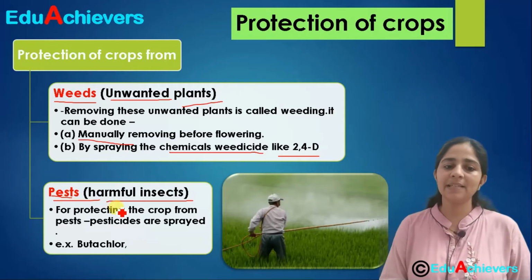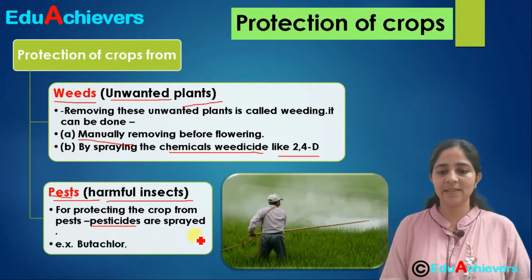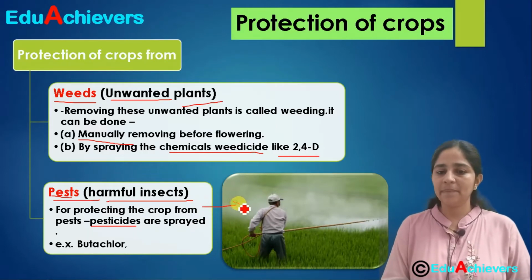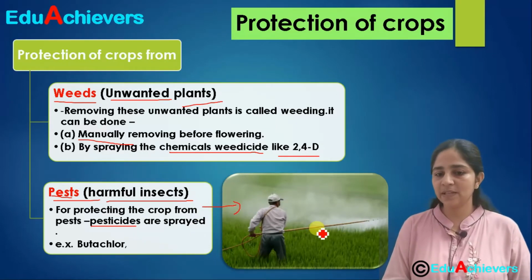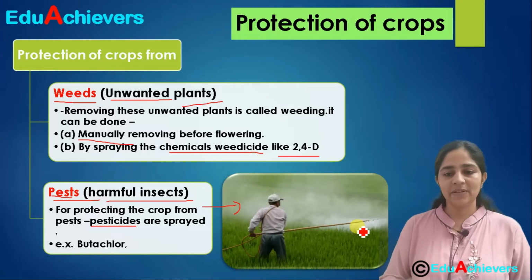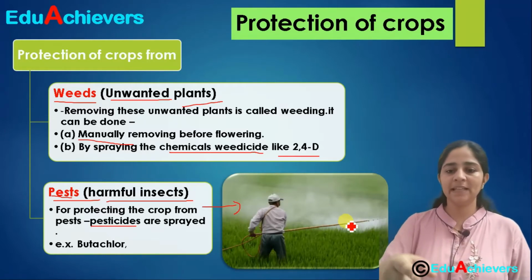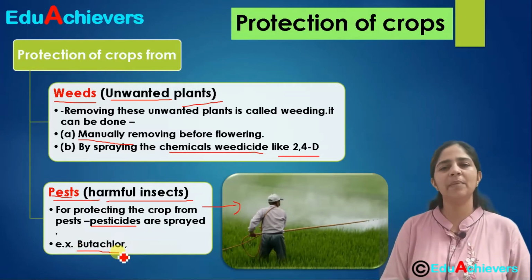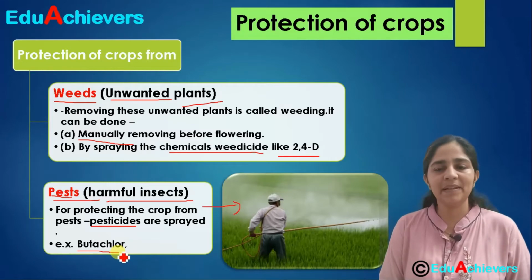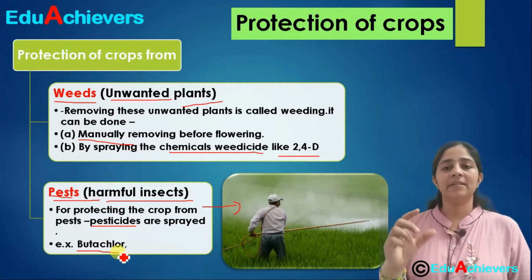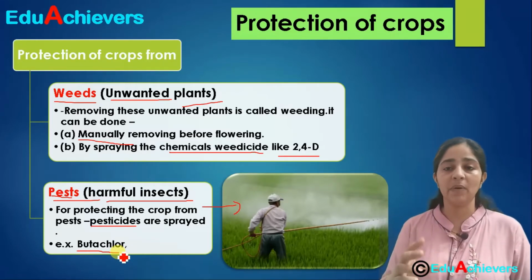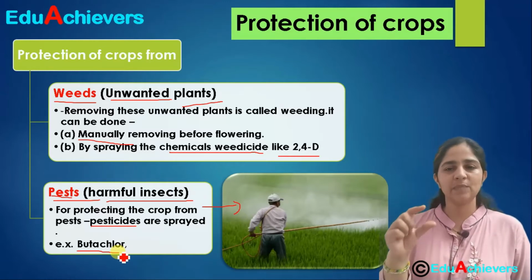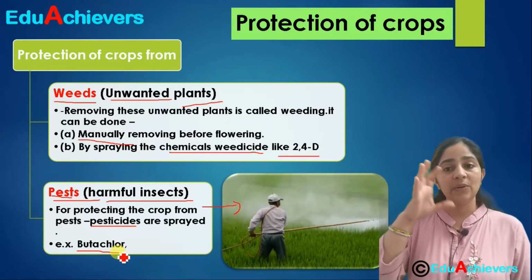So the pests have to be removed from the crop by using pesticides. You can see the farmer spraying the pesticides here. He has used this system of pipes which is sprinkling the pesticide in this huge field. And what pesticides can be used? Butachlor and many other pesticides are available in the market. They are in a highly concentrated form, so they are first taken in a small amount and then diluted.